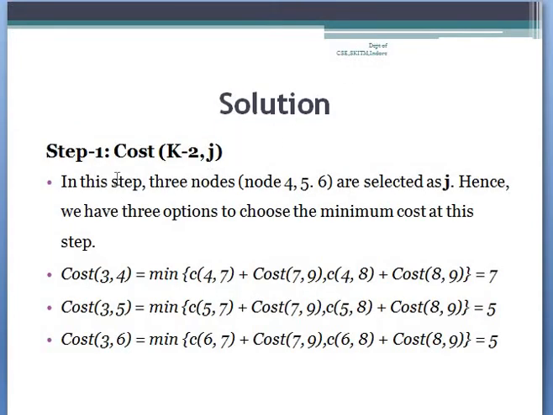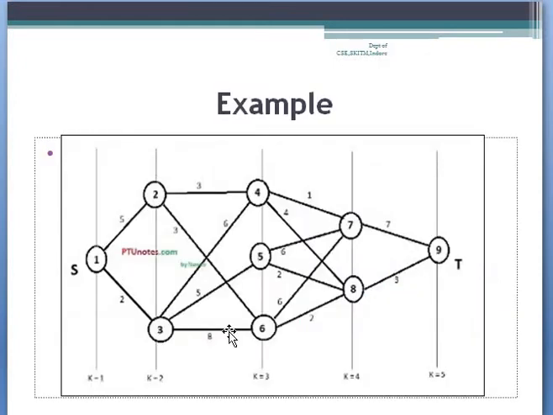So what we are doing, we are finding the cost. In this step, 3 nodes 4, 5, 6 are selected as J. Hence we have 3 options to choose the minimum cost at this step. So the distance from 3 to 4 is... First, we had started from the source node, the minimum is 2. So we had moved toward the node 3.